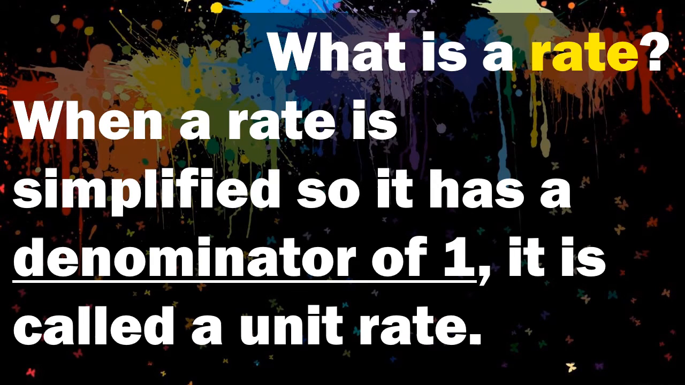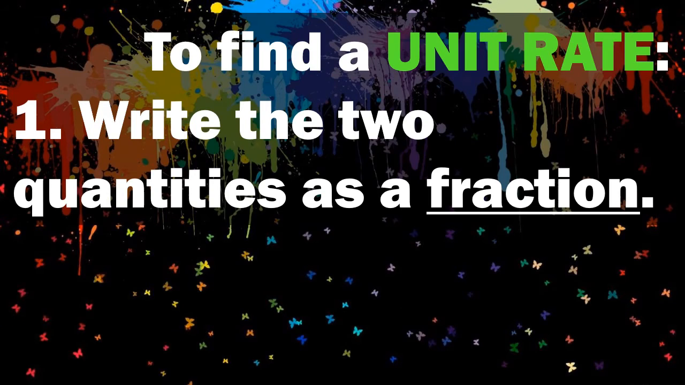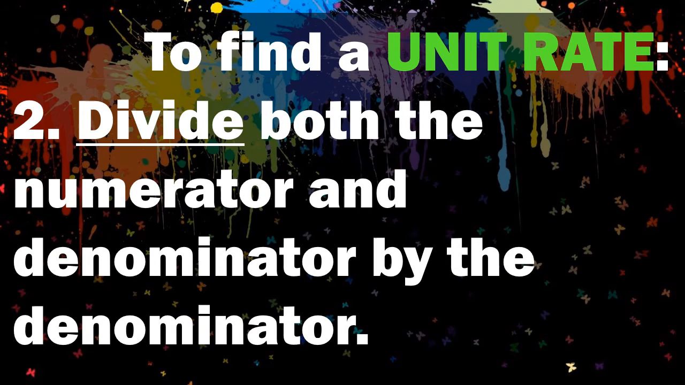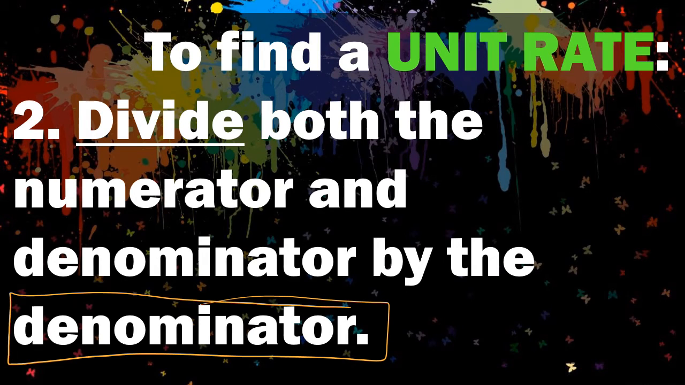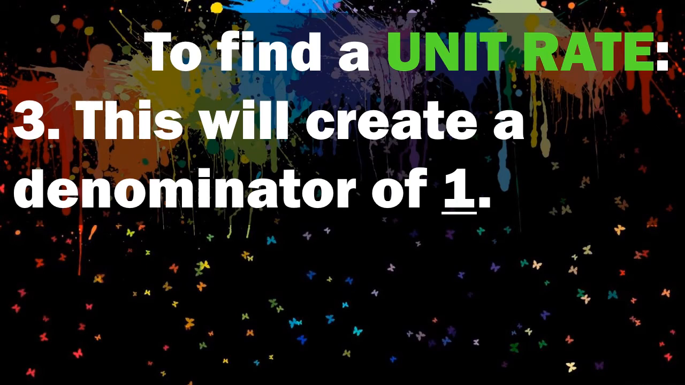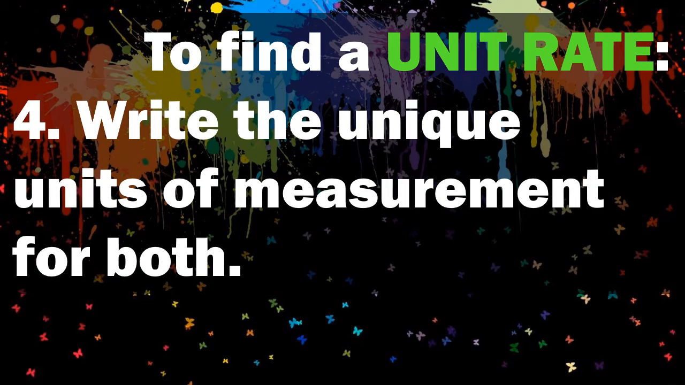So when a rate is simplified so that it has a denominator of 1, it is called a unit rate. So here are the steps on how to do this. To find a unit rate, first, we're going to write the two quantities as a fraction. Step 2, we're going to divide both the numerator and the denominator by the denominator. And this will create a denominator that is 1. Then we're going to write the units of measurement for both.